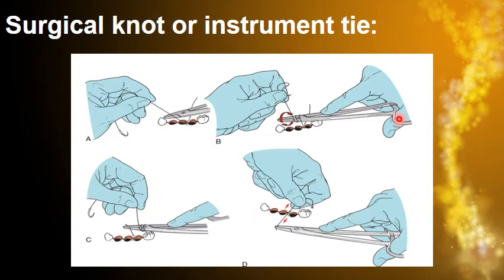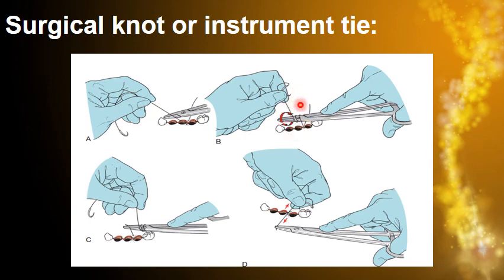How will I do the knot? It is called the surgical knot or the instrument tie. First, I will pull the suture so that approximately 1 to 2 or 3 centimeters are left on the other side. I will use the needle holder. It will be held horizontally on the right side of the patient, and I will hold the suture with the needle end in the left hand.